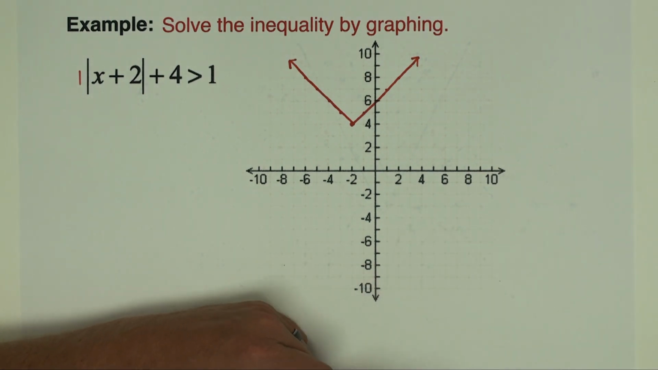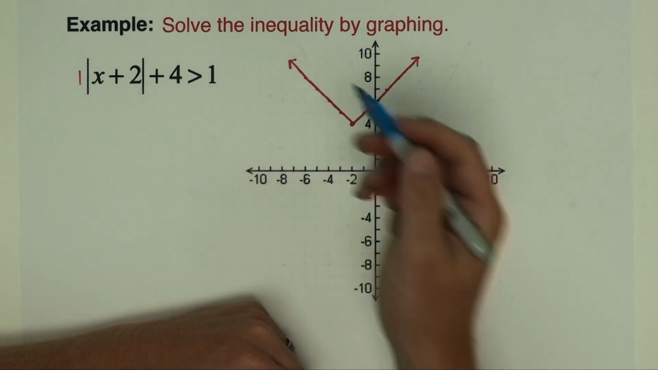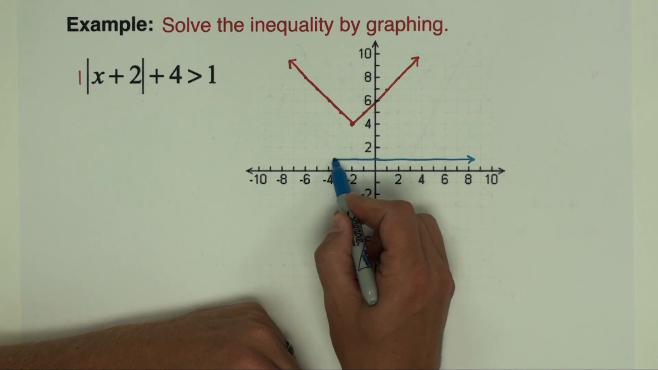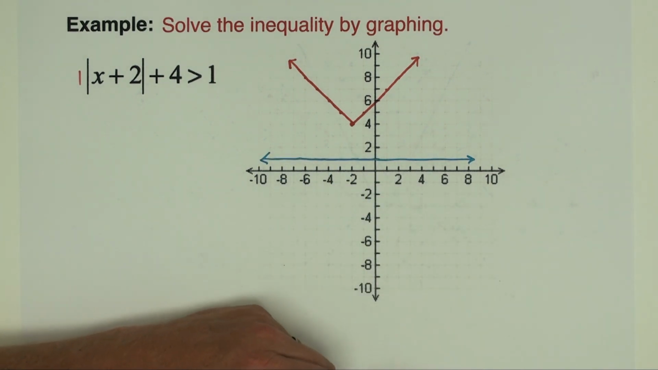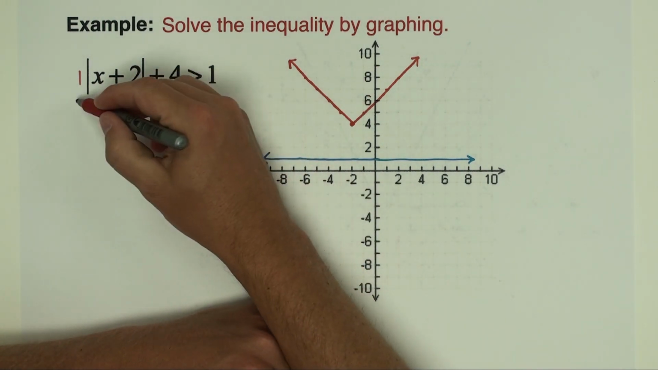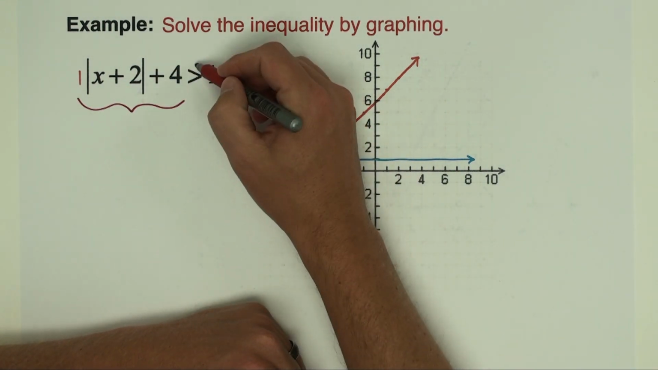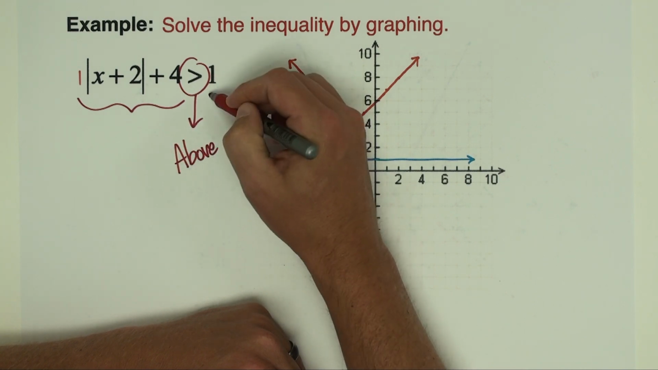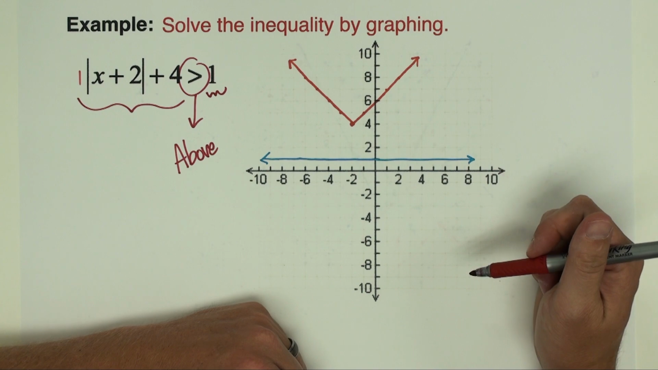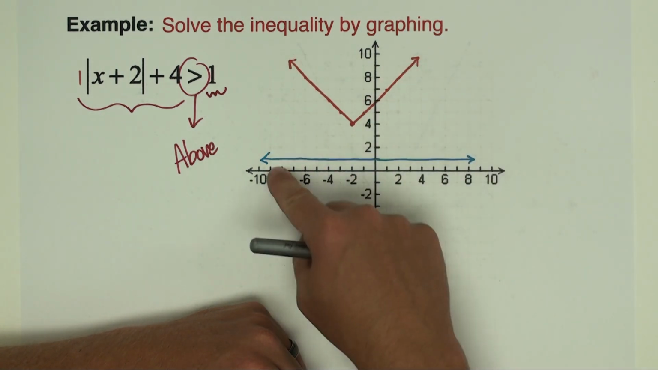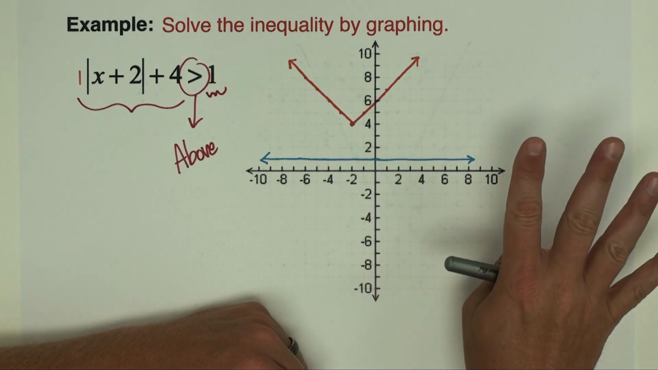The other side of that inequality is 1. So 1 is just a horizontal line at 1. Okay, and the interpretation of this now with the inequality. So I want to know, where is this graph greater or above that graph? Well, the absolute value graph is above this line everywhere.